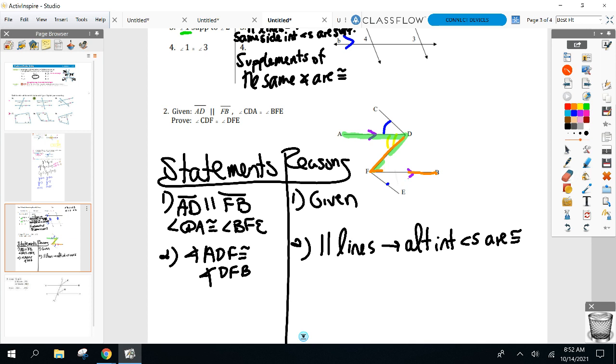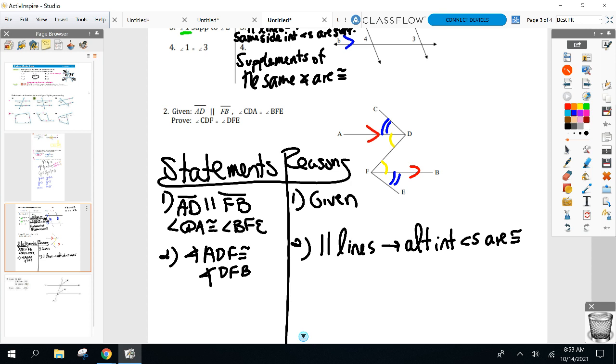All right, I got a lot of mess up here, so let me clean it up. These were parallel. We just said these were congruent, and these were given congruent. Anybody see it now? Anybody see how I'm going to get CDF and DFE? Something from Unit 2 now? What am I going to do with these given angles and alternate interior angles to get the bigger ones?